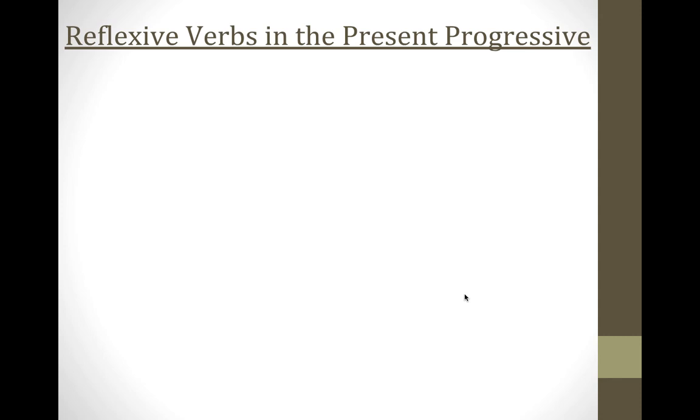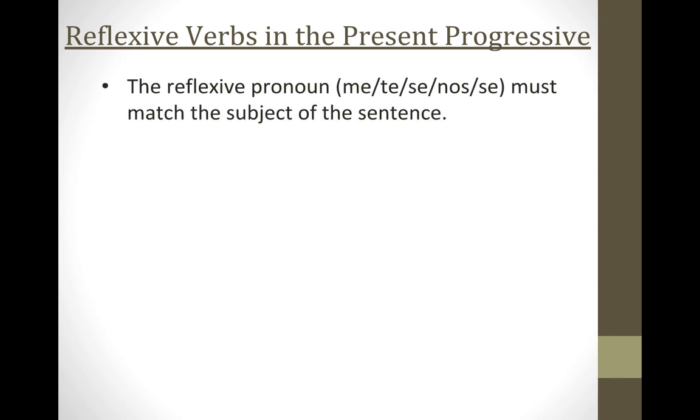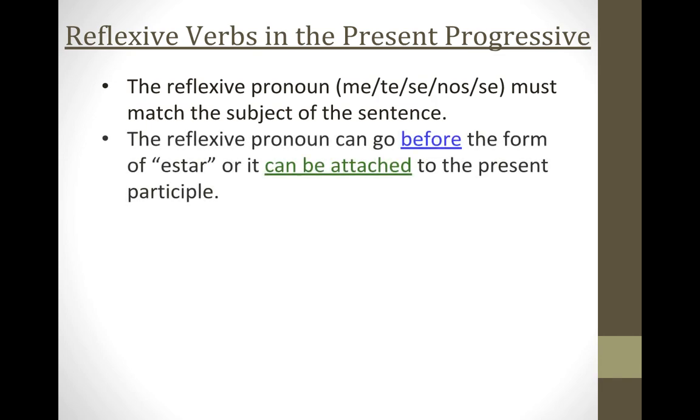Okay, so the notes for today. Reflexive verbs in the present progressive. The reflexive pronoun must always match the subject of the sentence, okay? That is true no matter what tense you are conjugating a reflexive verb in. That se, at the end of the verb, must always match the subject.